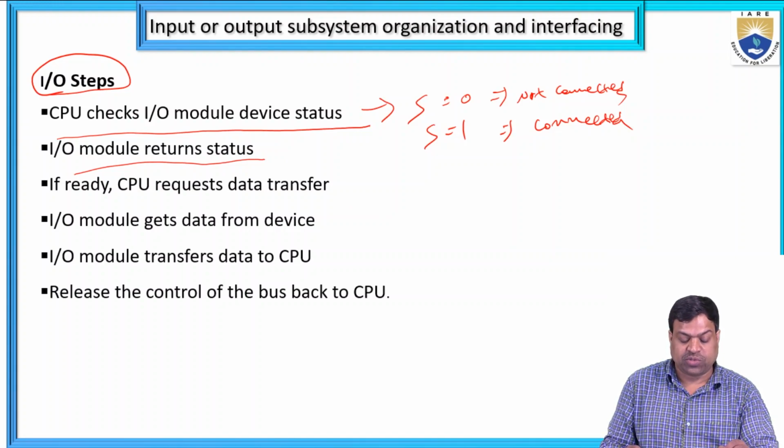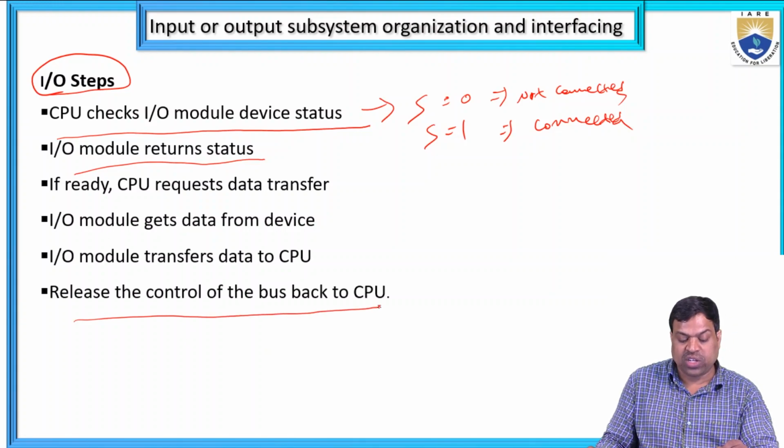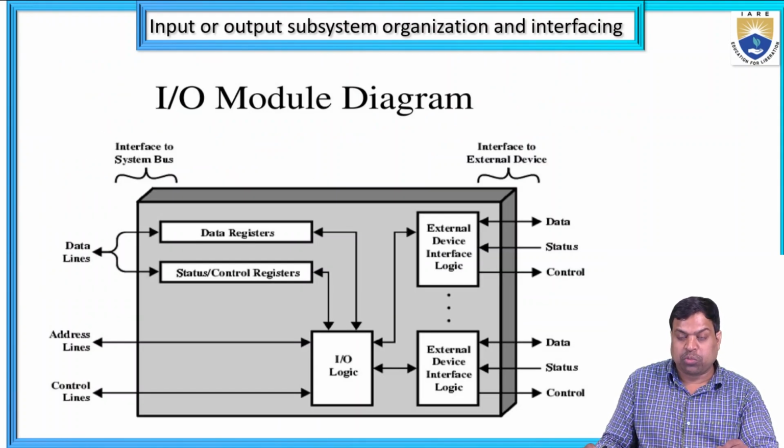CPU requests data transfer. The input-output module gets data from the device. The input-output module transfers the data to the CPU, and it is releasing the control of the bus back to the CPU.